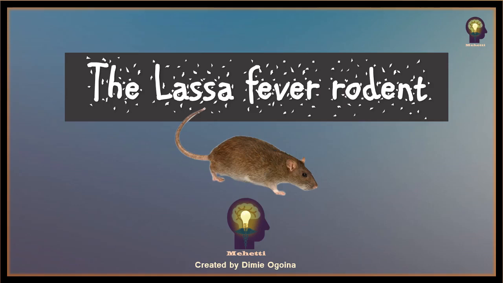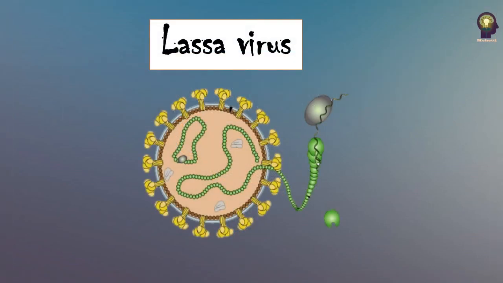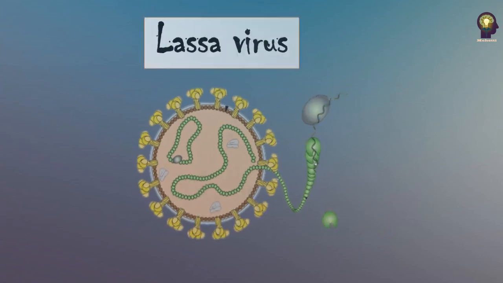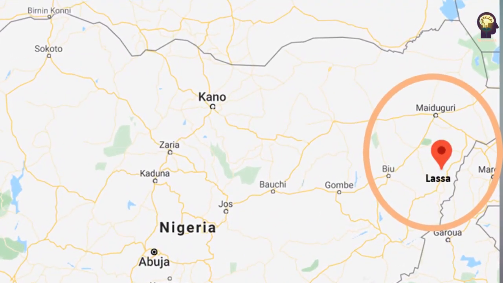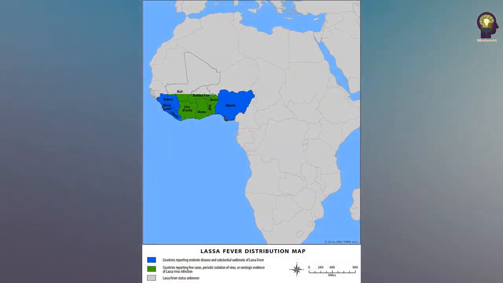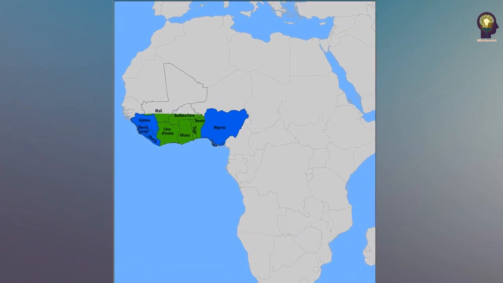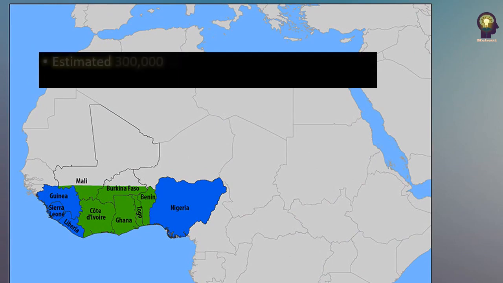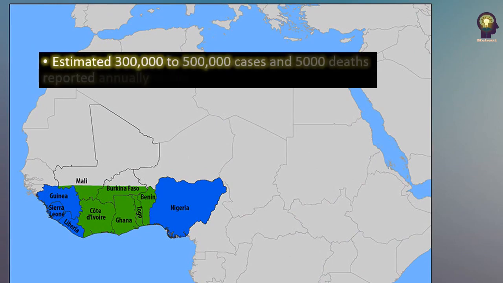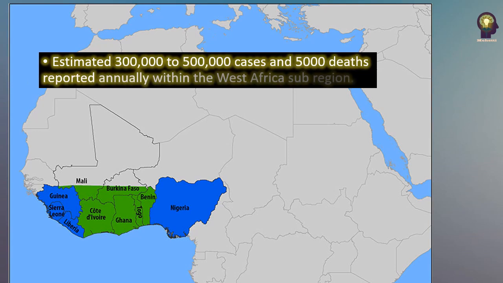Hello. Today, we are going to be talking about the Lassa fever rodent. Lassa fever is caused by a virus named Lassa virus. The Lassa virus is named after Lassa town, which is situated in Borno State, Nigeria, where the virus was first discovered in 1969. Lassa fever is endemic in most parts of the West Africa sub-region, including Nigeria. It is responsible for yearly outbreaks in endemic countries, with an estimated 300,000 to 500,000 cases and 5,000 deaths reported annually within the West Africa sub-region.